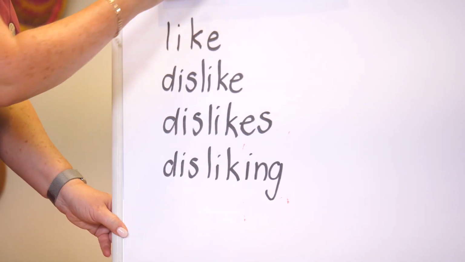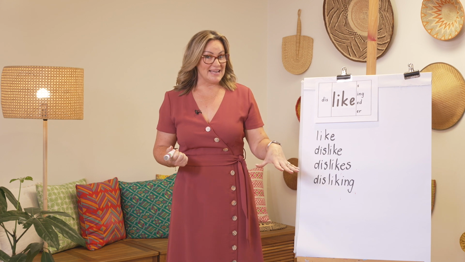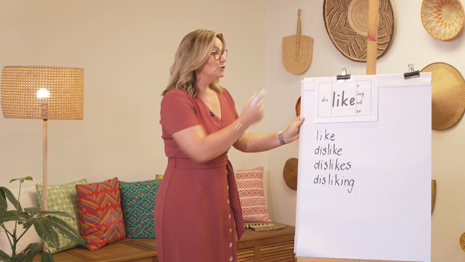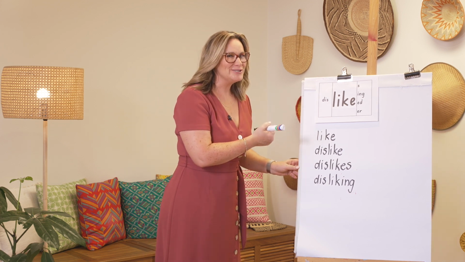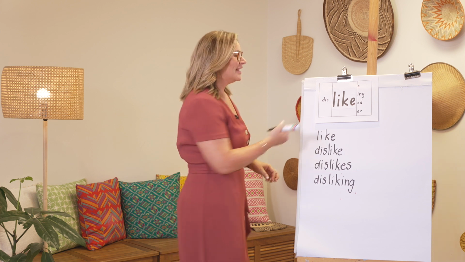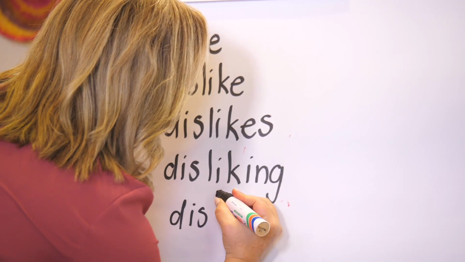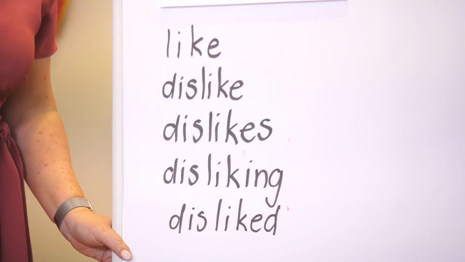Next one, disliked. It's a vowel suffix, so we need to drop that E because we don't see double E usually at the end of a word like this. I said usually because there are a couple where you do. Disliked. Drop one E, add my vowel suffix.